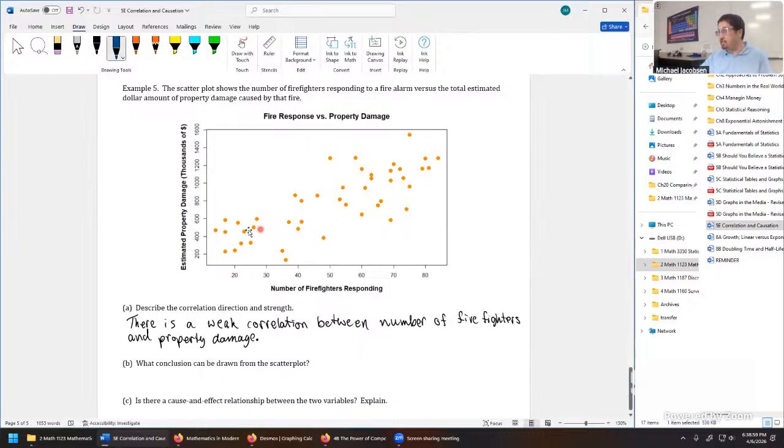We see from the correlation, the graph tends to go upwards. As firefighters responding increases, so does the property damage. So we'll say here, the correlation is positive.